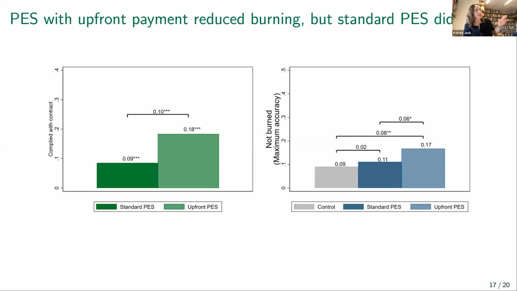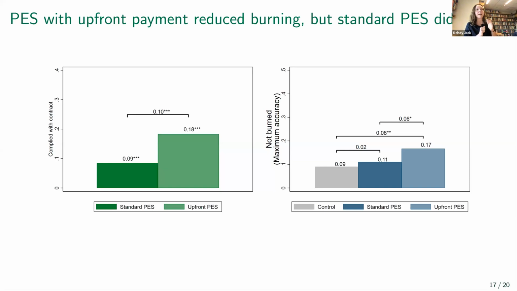And what you can see on the left is the treatment effects, the standard contract where we're just paying people conditional on observing that they didn't burn. And then this upfront, this new type of contract that tries to address some of the potential barriers in this setting. And you can see that there's about a 10 percentage point improvement in the likelihood that a farmer actually didn't burn his or her field in response to this upfront transfer.